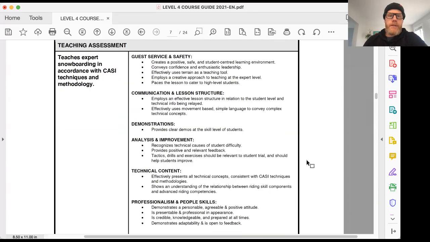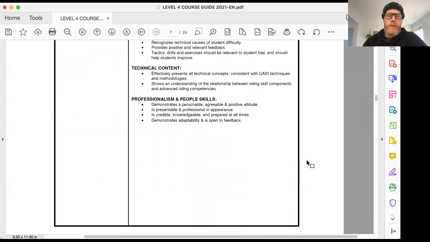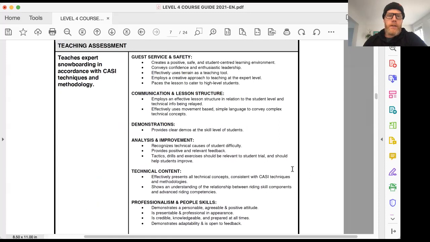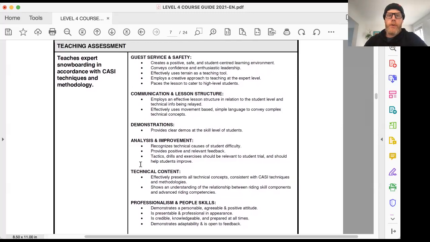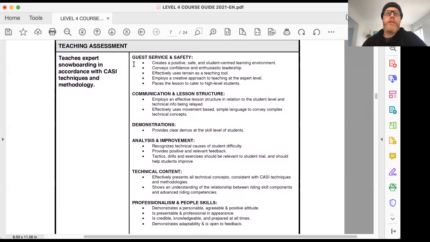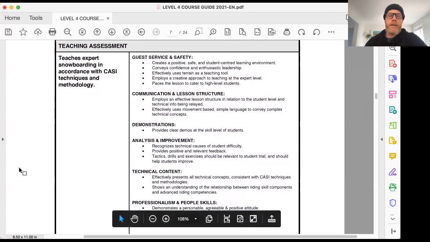So as far as some of the specifics that we're looking for, and I will go down to the evaluation form in a second here, basically the overall outcome that we're looking for is that the candidate teaches expert snowboarding in accordance with CASI techniques and methodologies. So the criteria here, just like all of our courses, is broken down according to our practical teaching skills of guest service and safety, communication, lesson structure, demonstrations, analysis and improvement, technical content, and then professionalism and people skills.